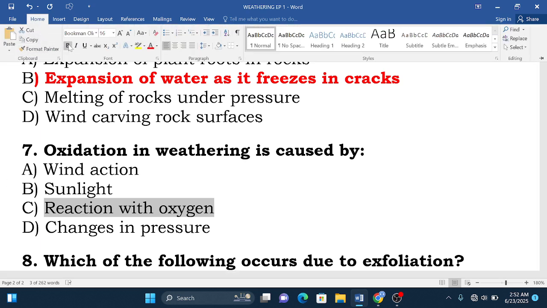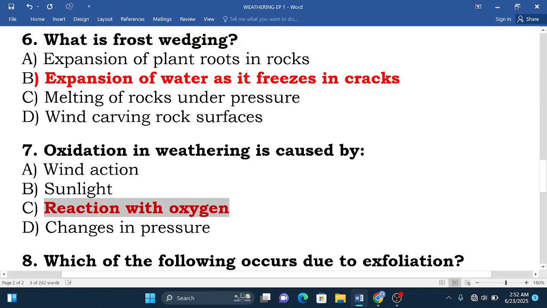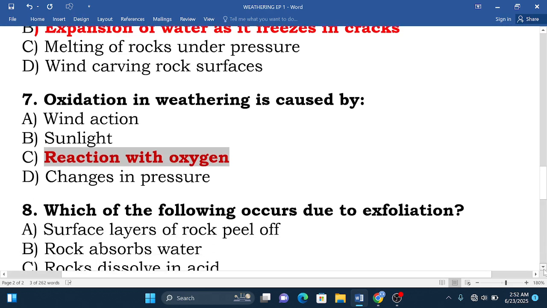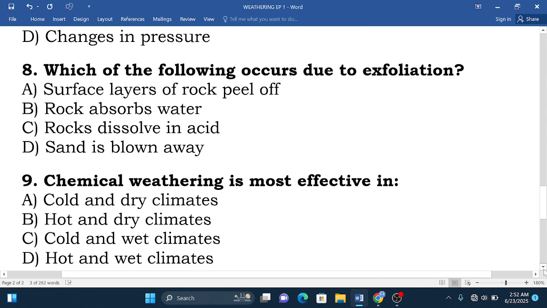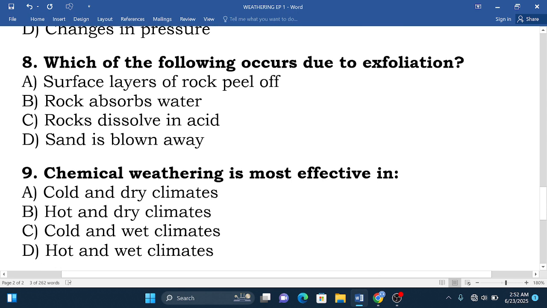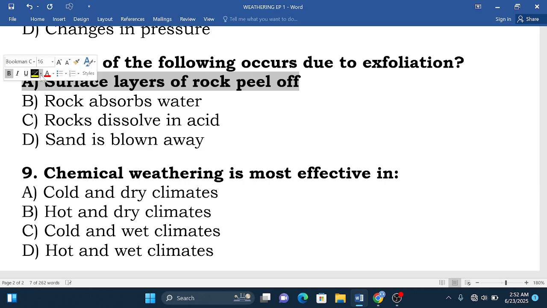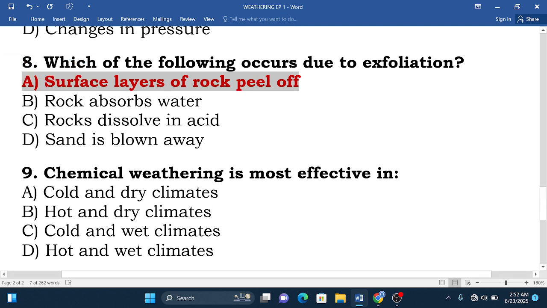We go to question number 8. Which of the following occurs due to exfoliation? A. The surface layers of rock peel off. B. Rocks absorb water. C. Rocks dissolve in acid. D. Sand is blown away. So the correct answer is A, because exfoliation occurs when the surface of rock is peeled off.